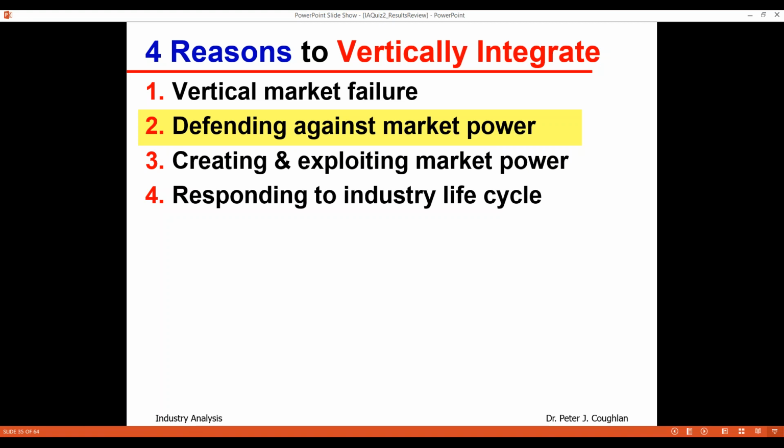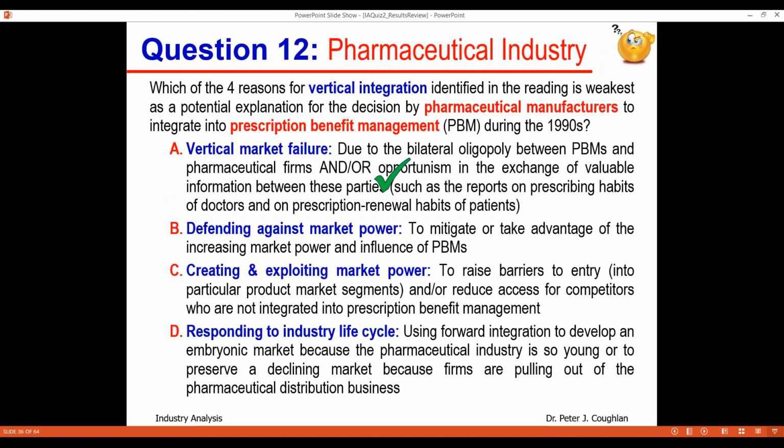I don't want to be squeezed out by their power, so I integrate into the segment of the supply chain that has more power, right? Well, is that happening here? So what would that mean in the pharmaceutical industry? Are they trying to mitigate or take advantage of the increasing market power influence of PBMs? Well, yeah, it kind of seems like it, right?